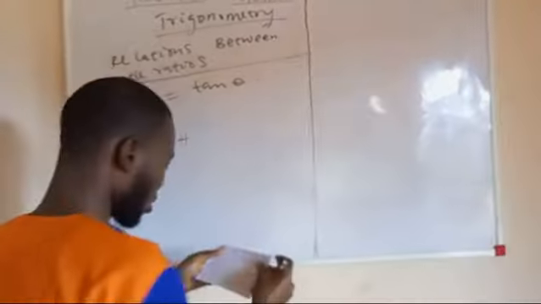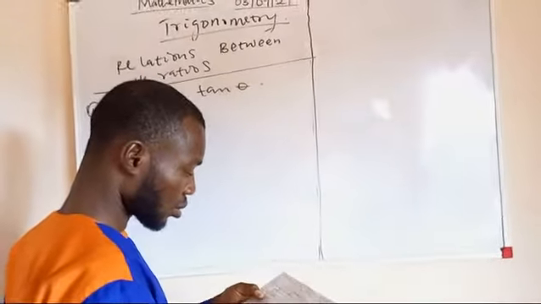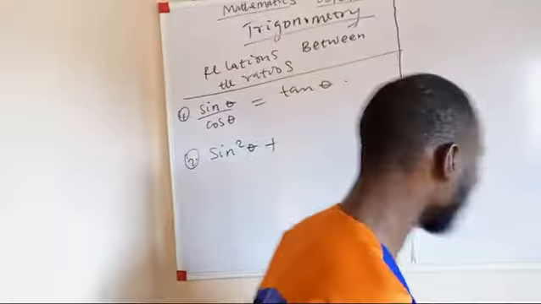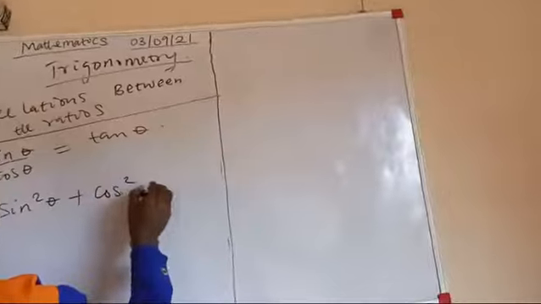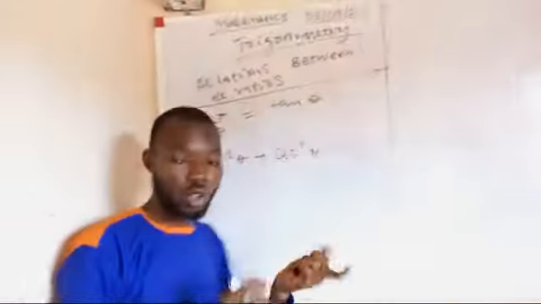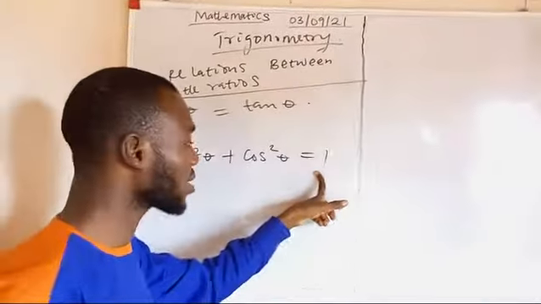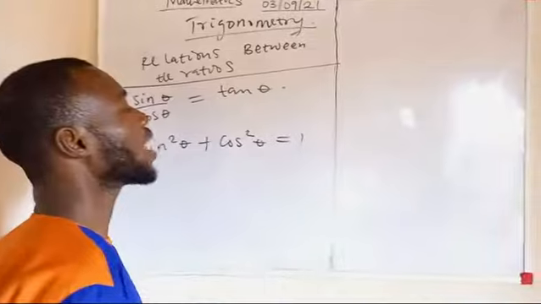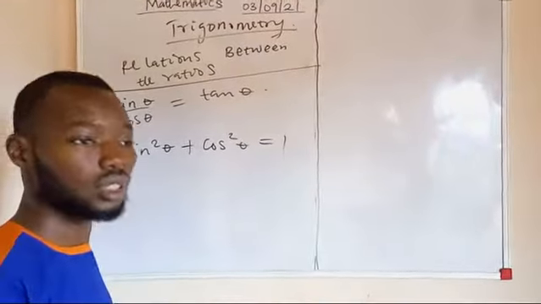The second one, we still have that sin square theta plus cos square theta is equal to 1. So we are going to prove this one quickly. How do we prove that sin square theta plus cos square theta is equal to 1? We still prove it by drawing a diagram, an illustration of a right angled triangle.